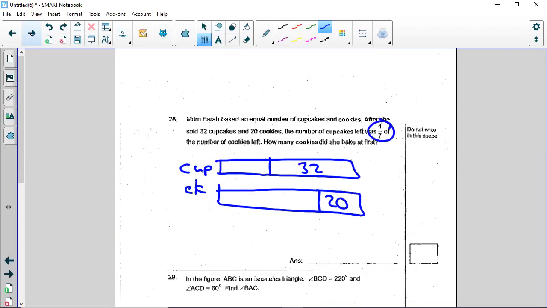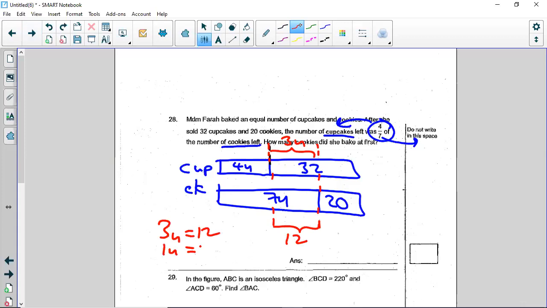Now this one also, you must know how to read the fraction. This fraction is talking about cupcakes and cookies. So talking about 2 things. So arrow pointing. So the cupcakes left must be 4 units left, and the cookies must be 7 units left. See? And I'm sure you can do already, because model drawing is about comparing the units, which is 3 units, and then also compare the numbers, which is how many more, which is 12 more. So your 3 units is equal to 12, 1 unit is equal to 4.